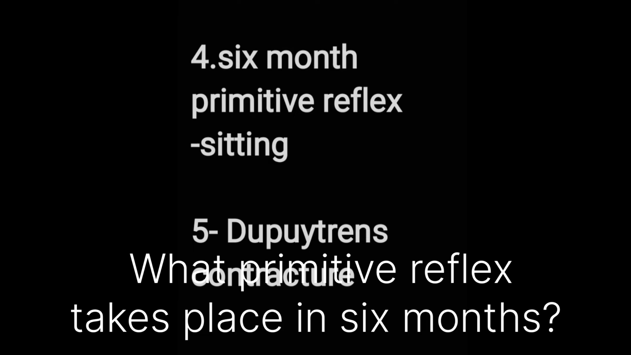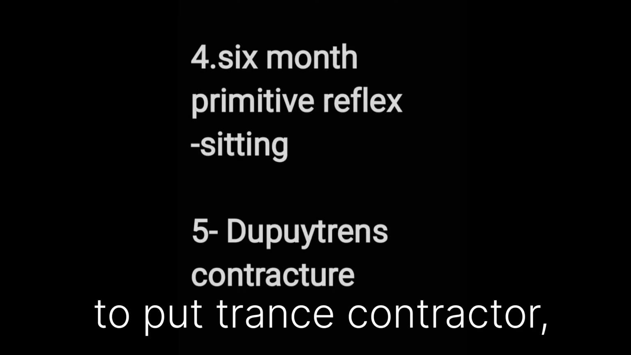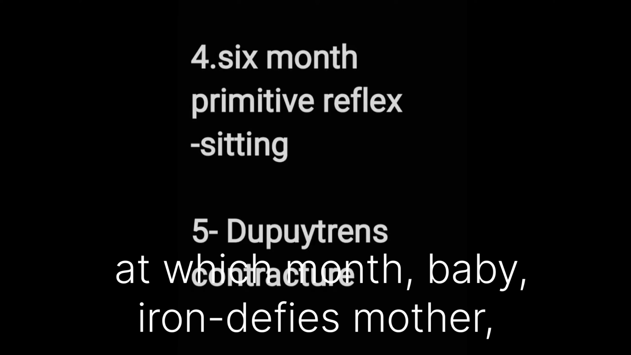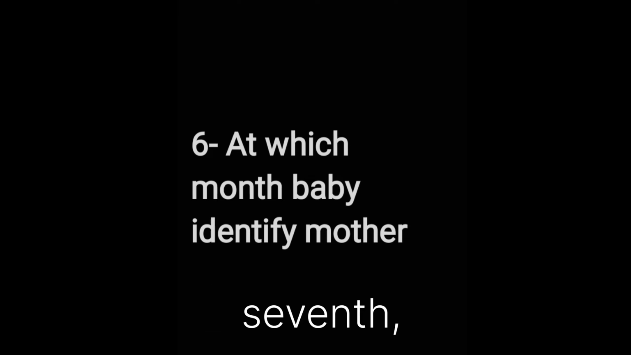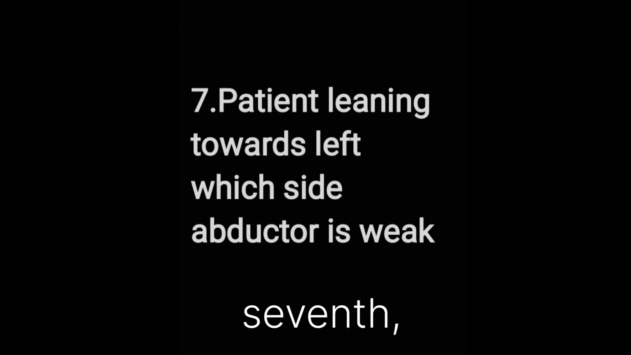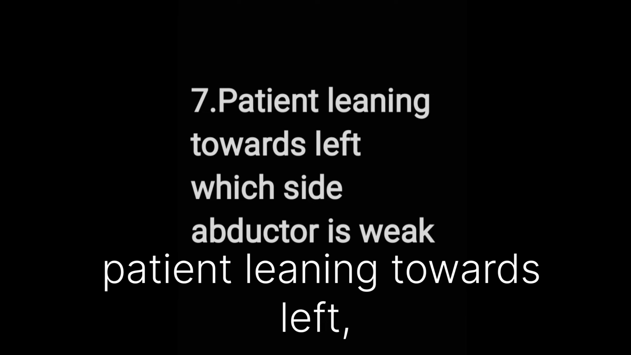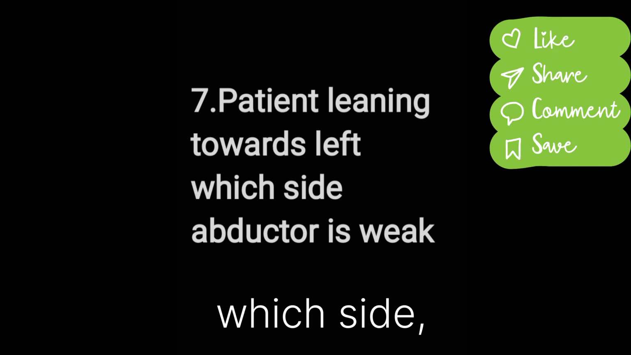What primitive reflex takes place in 6th month? That is sitting. Dupuytren's contracture. At which month baby identifies mother? 7th. Patient leaning towards left. Which side abductor is weak?